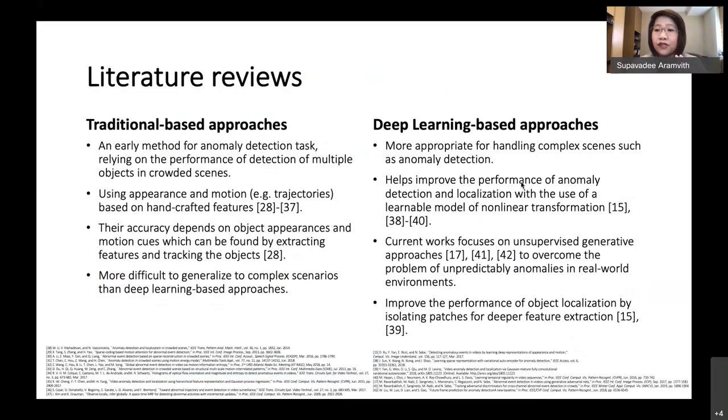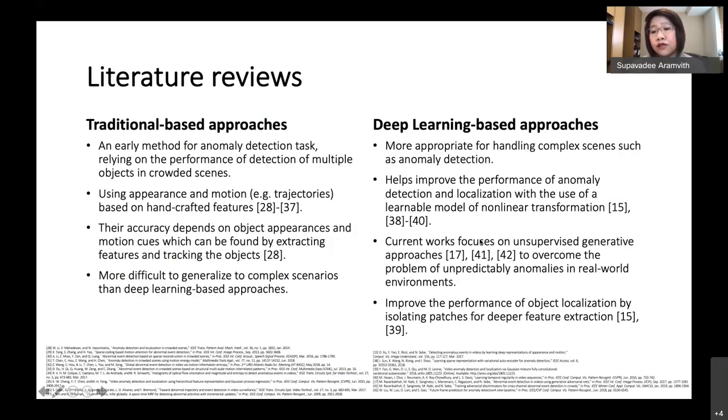And as I mentioned before, in the old days, when we wanted to detect an anomaly, it was more of a handcrafted or traditional approach. We had to check all the appearance or motion based on handcrafted features. This made it more difficult to generalize to complex scenarios. Today, many have moved to deep learning-based approaches, which are better at handling complex scenes.